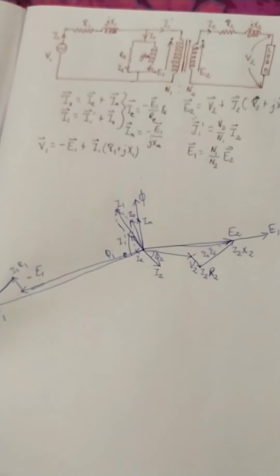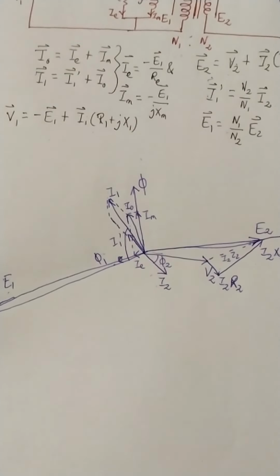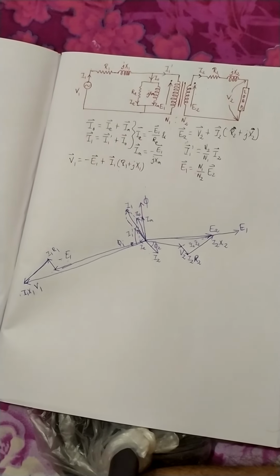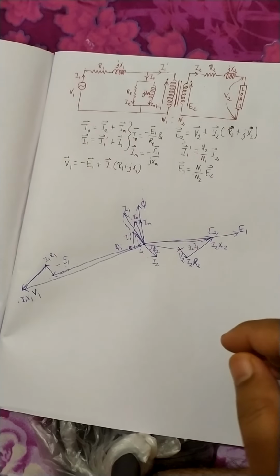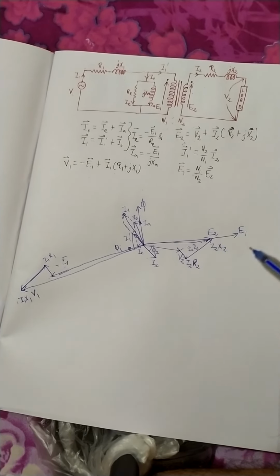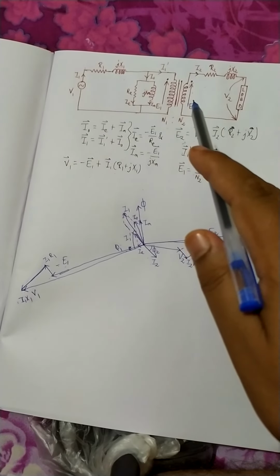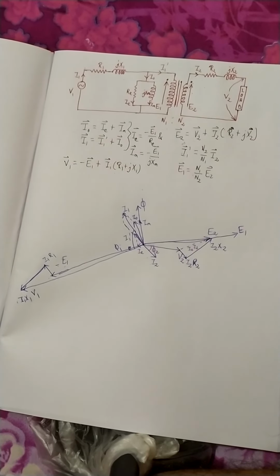So this is how the equivalent circuit of a transformer will be looking. This is the phasor diagram which we had obtained from this equivalent circuit of a transformer.